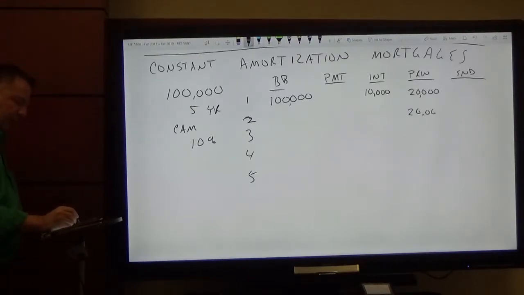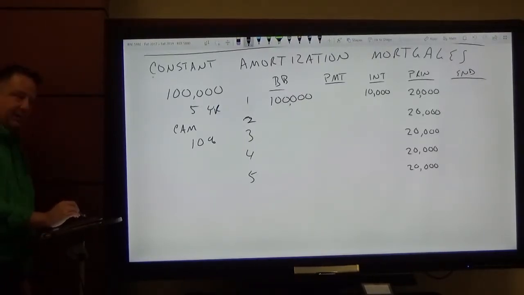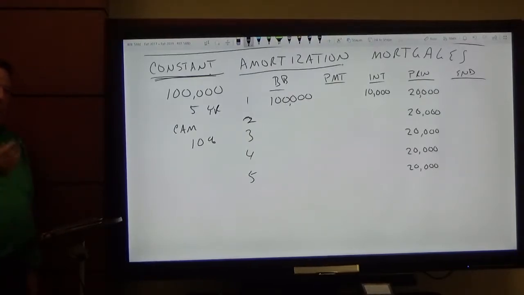So here, we just go down the page in the principal column and put in $20,000 a year. An equal amount each year. Thus, constant amortization, meaning we're paying down an equal amount of the principal each year, so that over those 5 years, we have paid off the $100,000. Does that make sense, everybody?